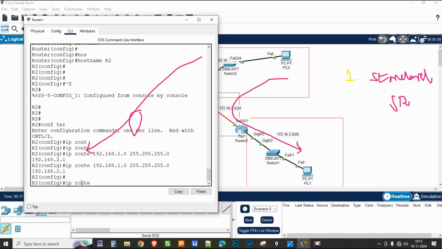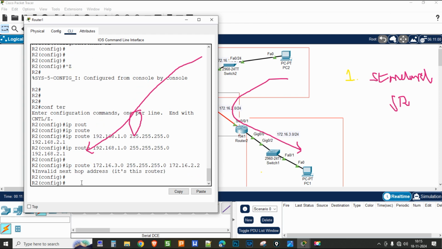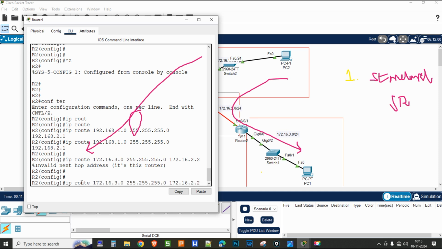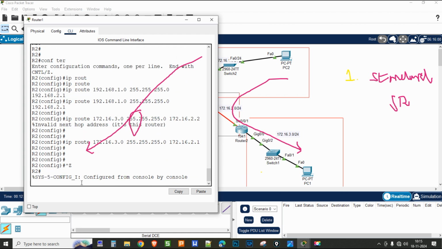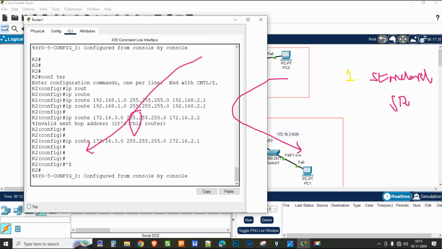To access which network? 172.16.3.0 followed by submask. Then the exit IP is 172.16.2.2. Sorry, if you misconfigure the router, this is the router IP address, so 2.1. This is the configuration for the standard static routing.